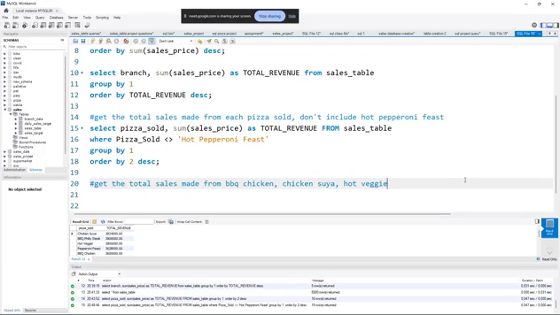Okay. So now, look at this. Here they told us the pizza they want us to show. Get total sales made from barbecue chicken, chicken suya, and hot veggie. Now they told us already, this is what I want you to show me: the barbecue chicken, the chicken suya, and the hot veggie. What will I do? Let's start again.